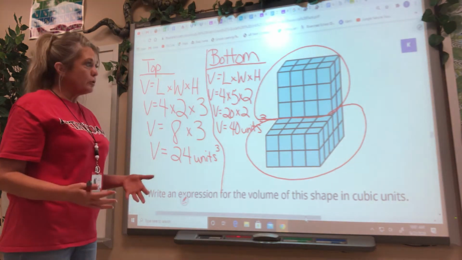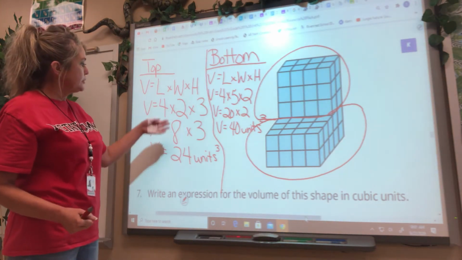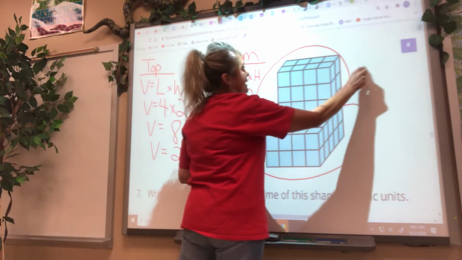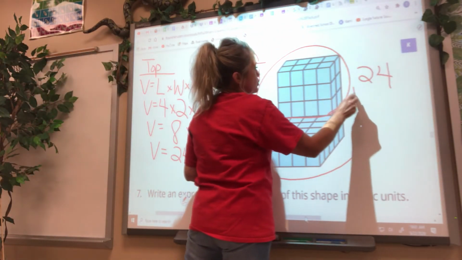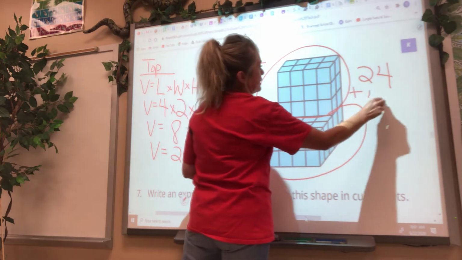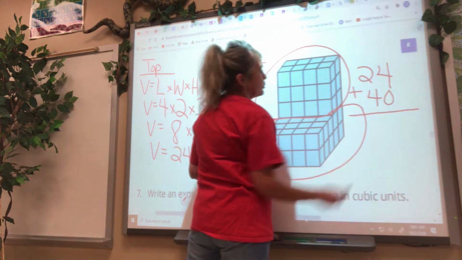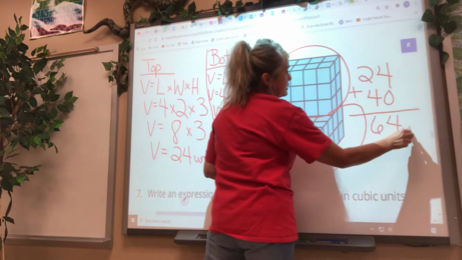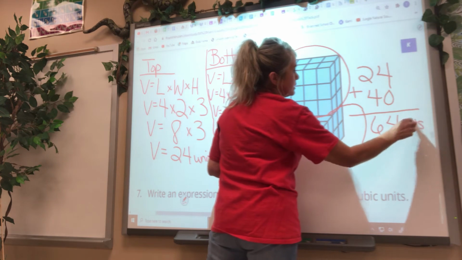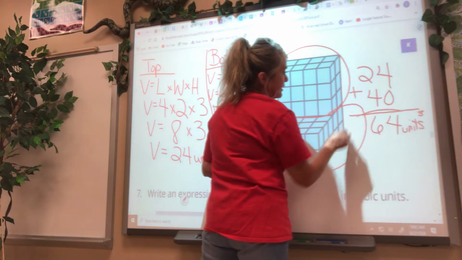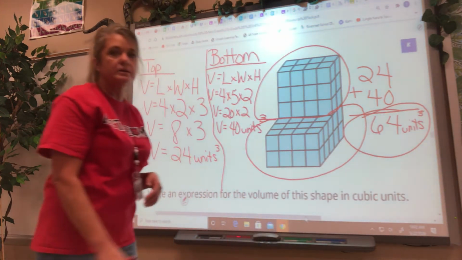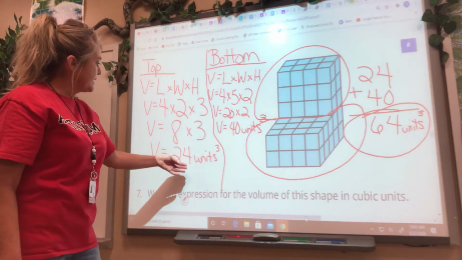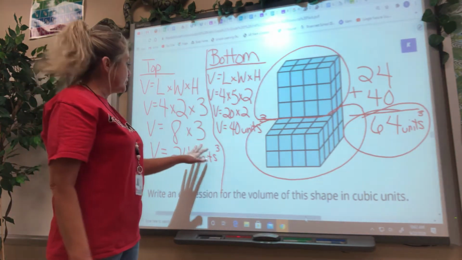And to get the total volume for the whole thing, all they will do is take the volume for the top one and the volume for the bottom one and add those together. So we have 24 for the top one and 40 for the bottom one. So the total volume would be 64 units cubed with a 3, and they will need to circle their final answer. In order to get full credit, they will have to have the final answer labeled with proper units.